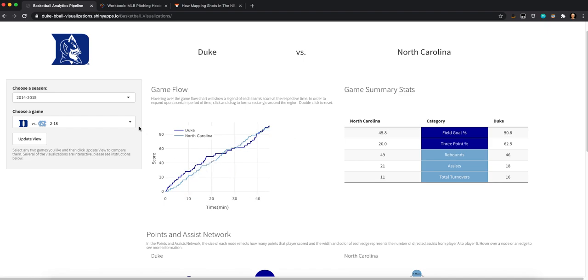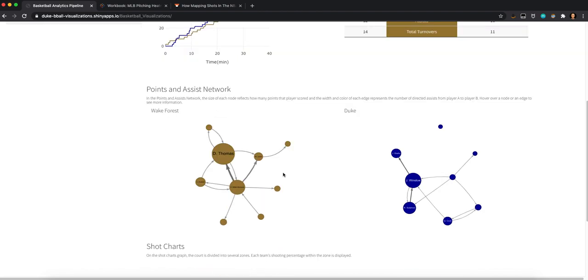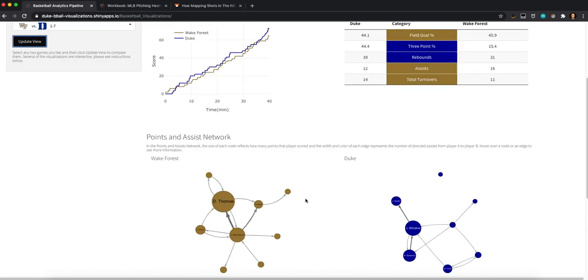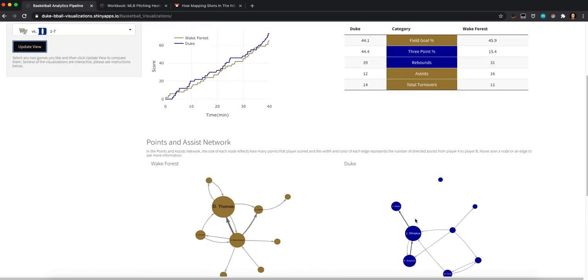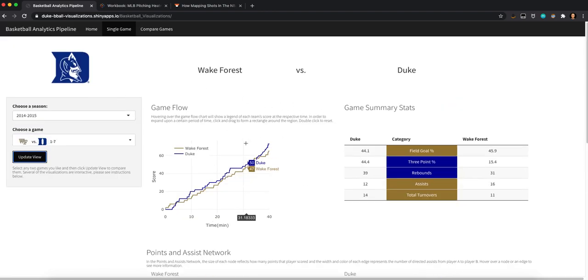But you can change the games here and see the spread against different teams. So Wake Forest, for example, another rival, is performing below Duke. Duke ends up winning this game. You can see again the distribution of who passes to whom. And so you can use this information to then try and make the best game plan. So this is an example of basketball.